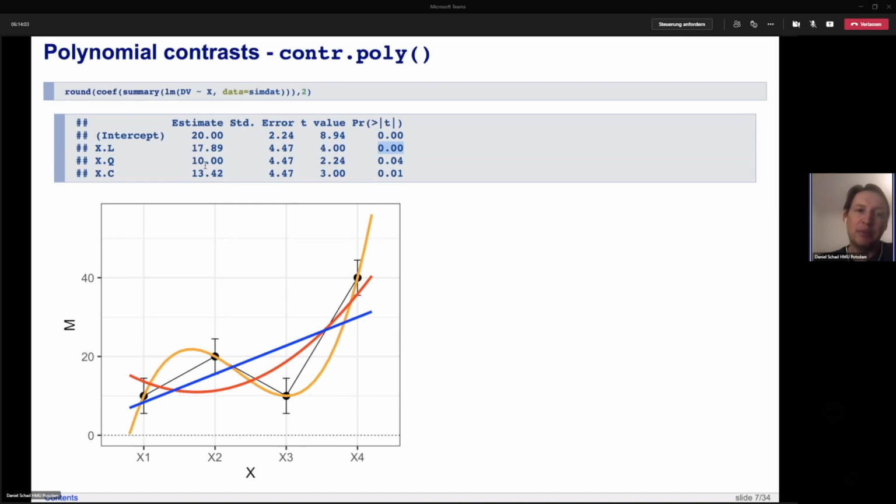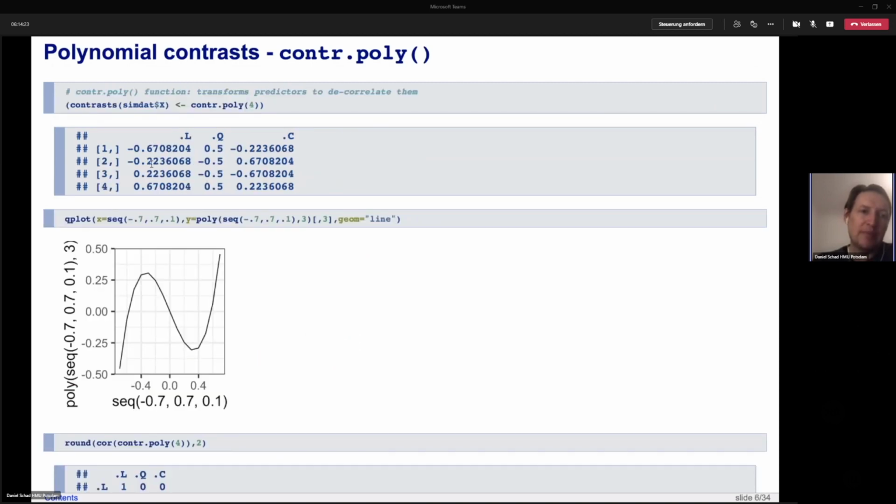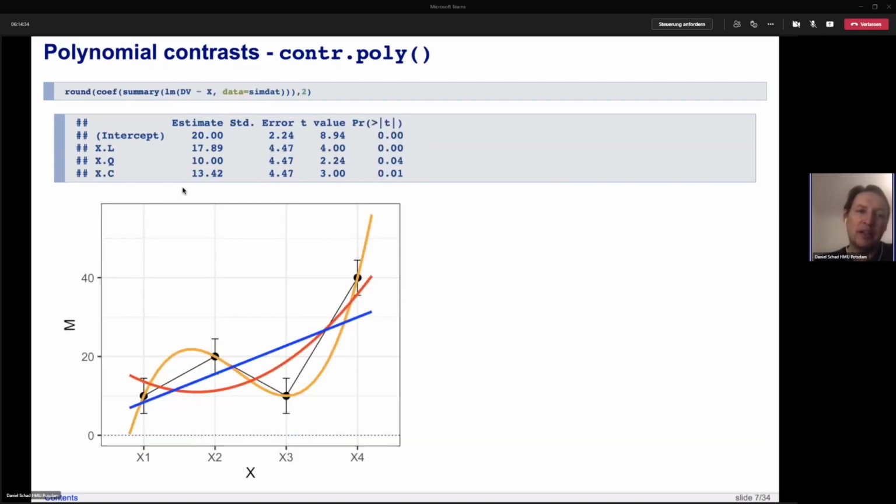However, as I said before, this number is 17.89. It's unclear, not quite straightforward how to interpret that. So what does it mean? If I take a step of 1 from x1 to x2, how much do I have to go up? It's not 17. I think that number is not 17 because these differences between the conditions are not 1. So the difference here is rather something like 0.4. So we can compute the numbers and try to figure it out.